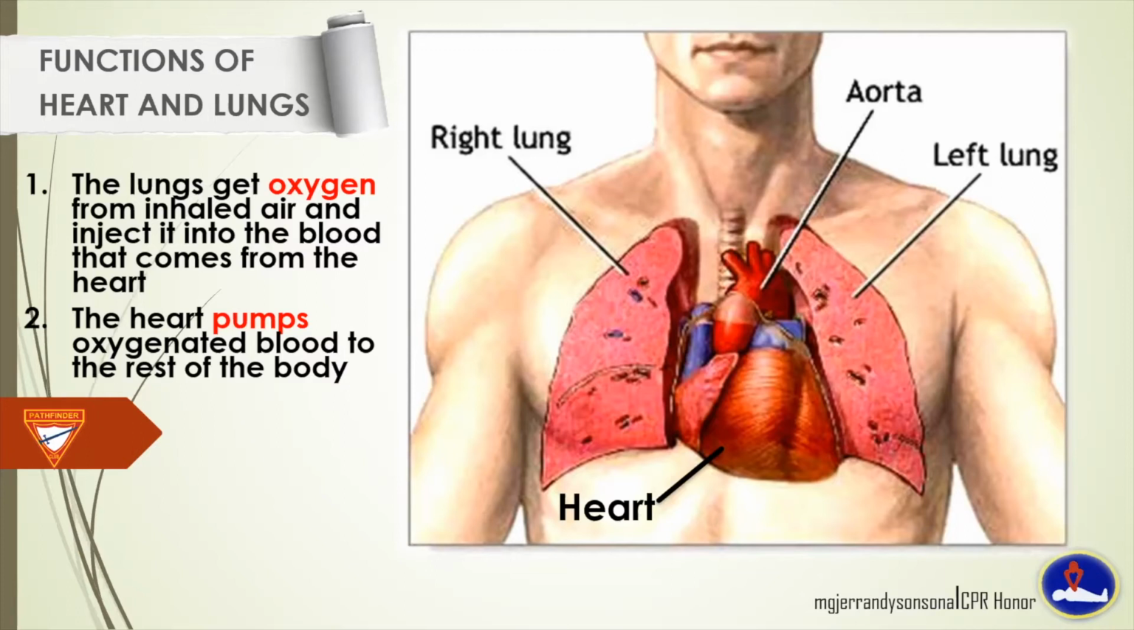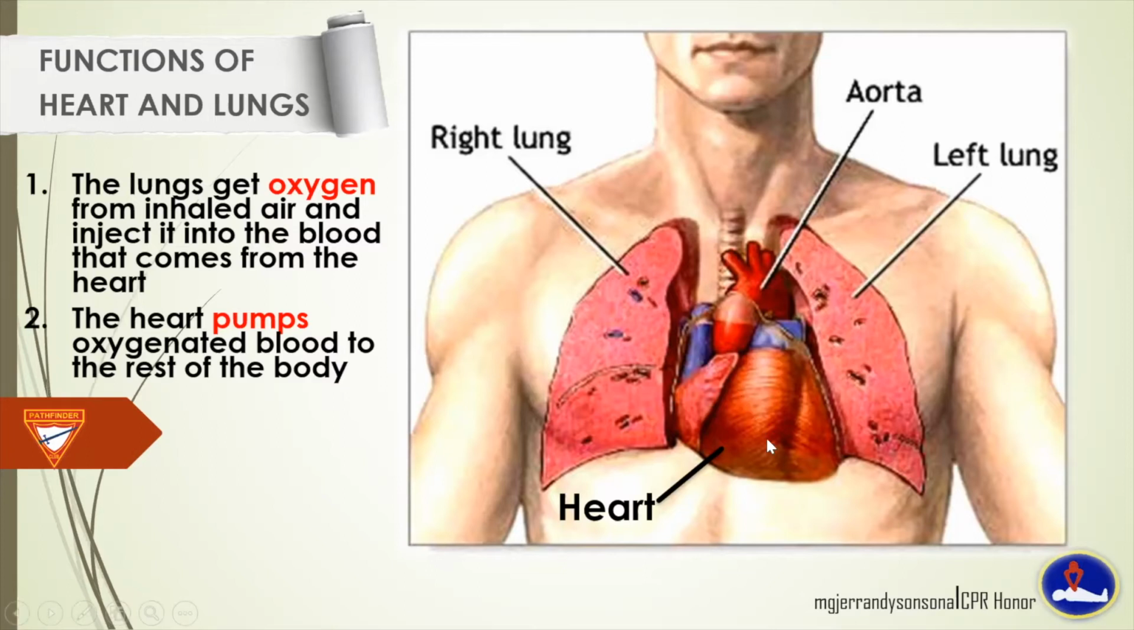Remember that the air in the atmosphere is not purely oxygen. It is mixed with some other elements. So the lungs will only filter the oxygen, and it mixes with the blood, and it is already called oxygenated blood. This oxygenated blood will go back to the heart, and then the heart pumps oxygenated blood to the rest of the body. Very simple.